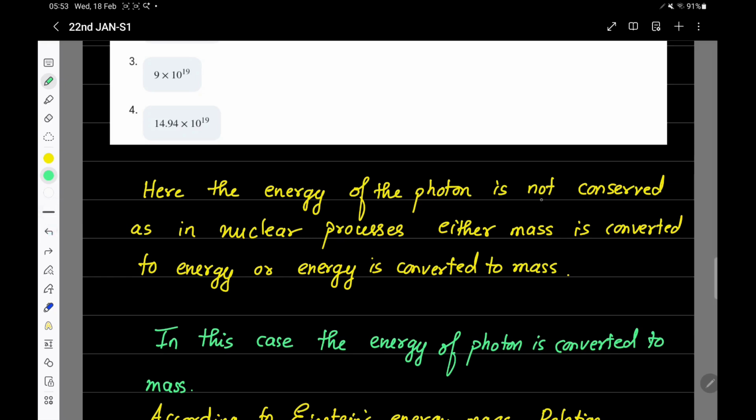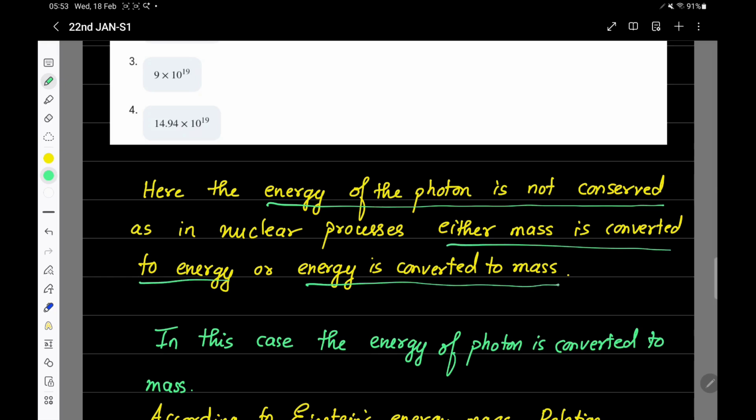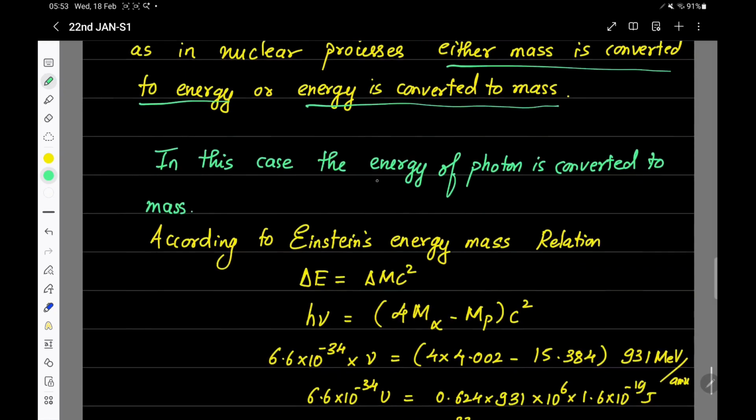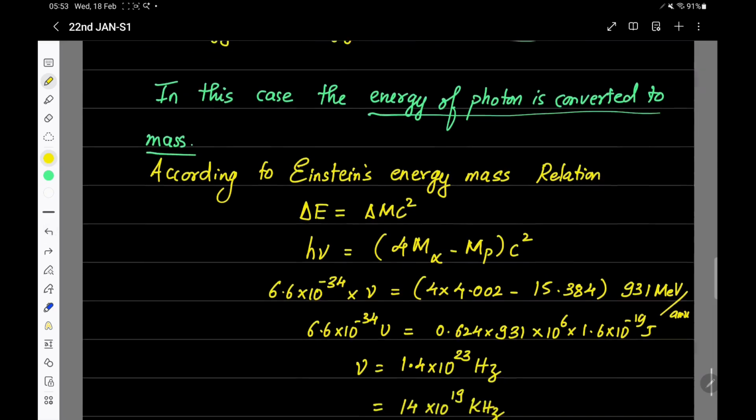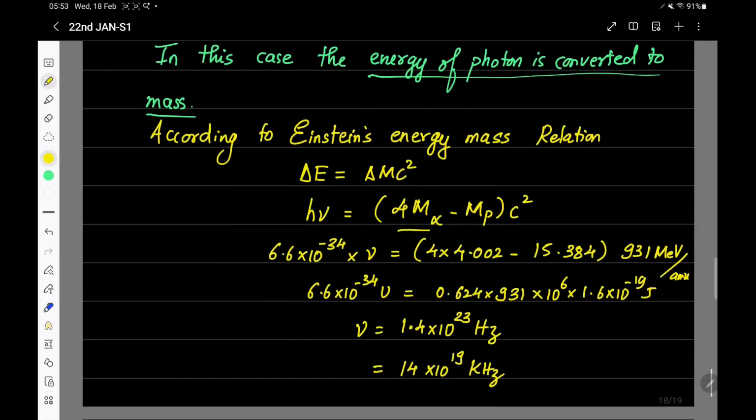And here in nuclear processes we should know that the energy of photon is not going to be conserved. Either some mass gets converted into energy or some energy gets converted into mass in nuclear processes. So in this case, of course, the energy of the photon gets converted into mass. So we'll use Einstein's energy mass relationship, delta E is equal to delta m c². Here, since the mass is given in AMU, we will not use the traditional value of c². We'll use the value of c² to be 931 mega electron volt per AMU.